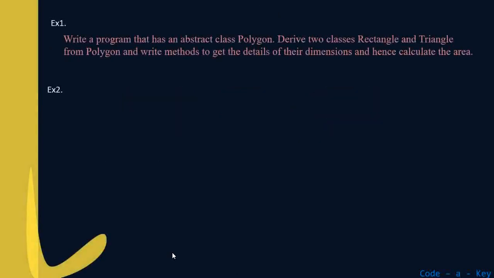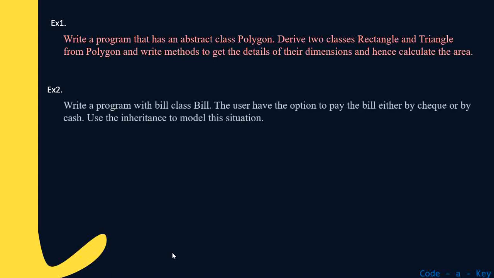Here is an exercise which I have, just for an assignment. I'm going to consider two problems, and one I'm going to solve in the next video. The first is we're going to write a program that has an abstract class Polygon. We're going to derive two classes from it, the Rectangle class and the Triangle class, and we're going to write the method to get the details of their dimensions, and hence calculate the area. It's very simple, but I have a difficult question for you.